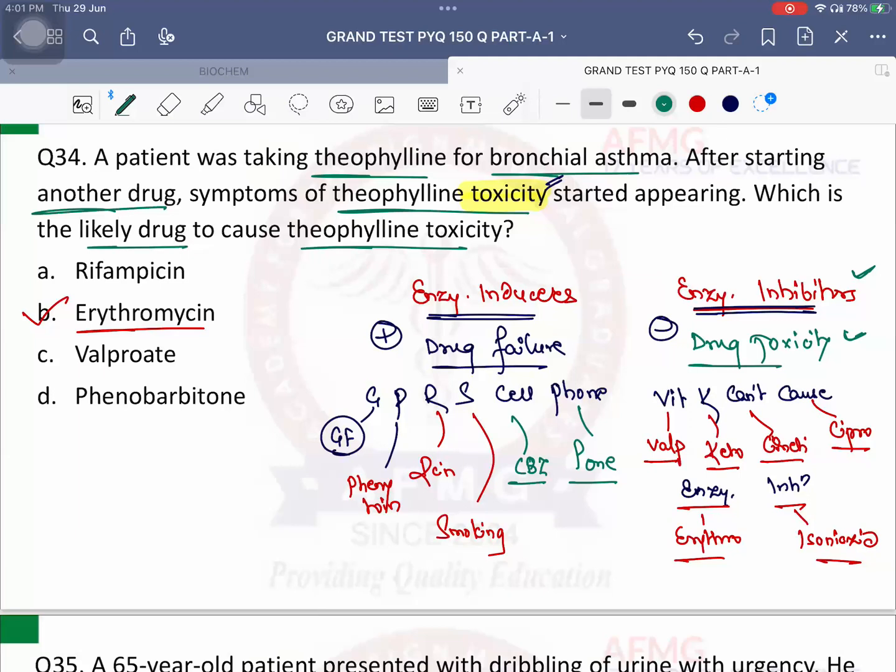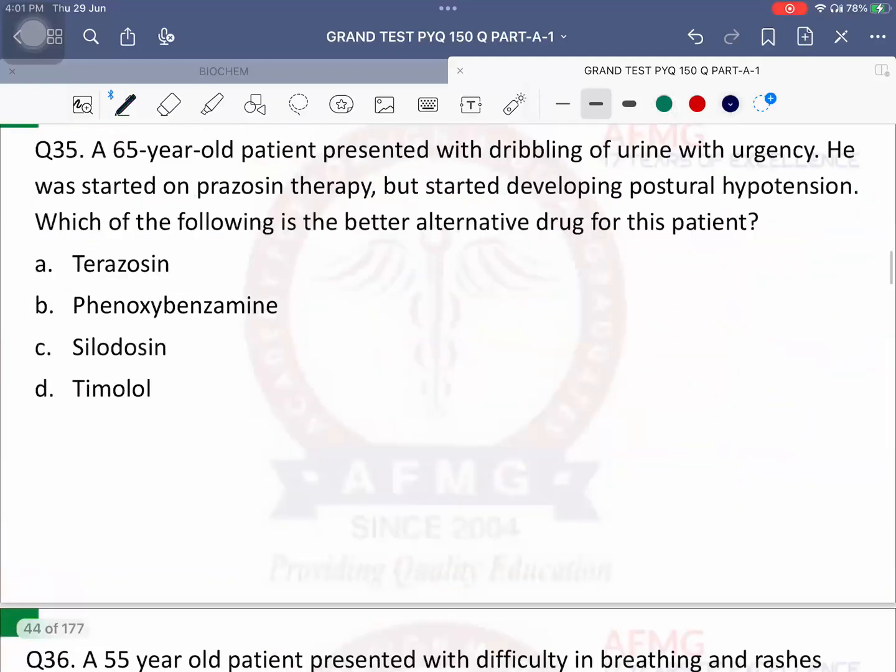That will become much easier. Okay, so please remember that. Question number 35 now. A 65-year-old patient presented with dribbling of urine with urgency. He was on azithromycin therapy. Okay, what would have been his diagnosis?